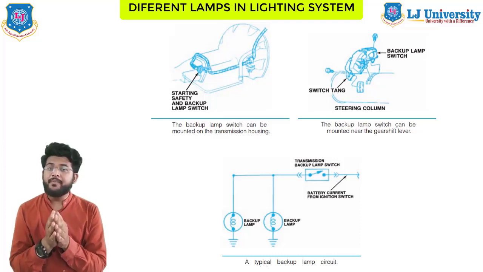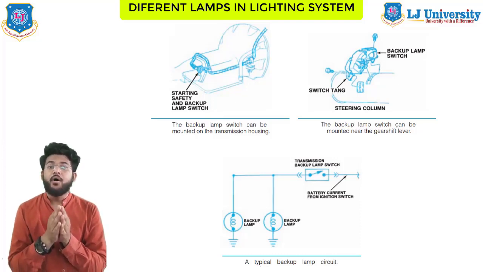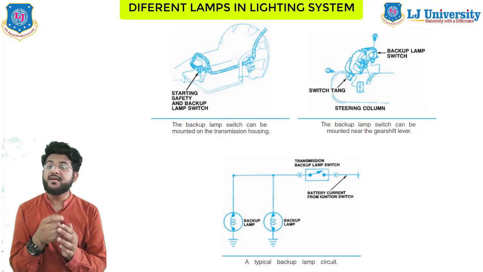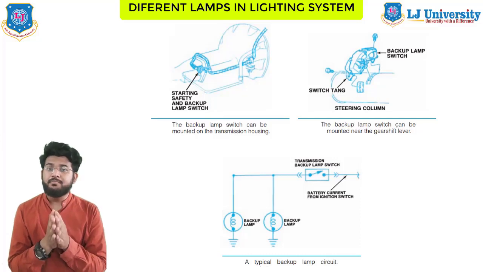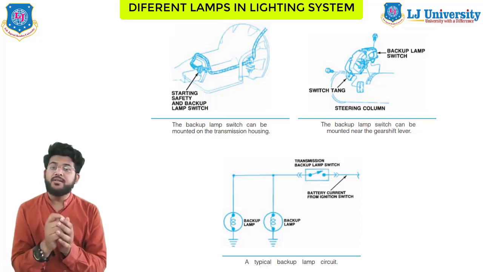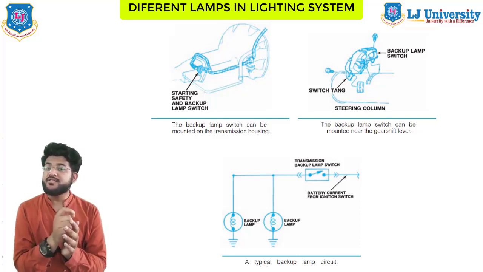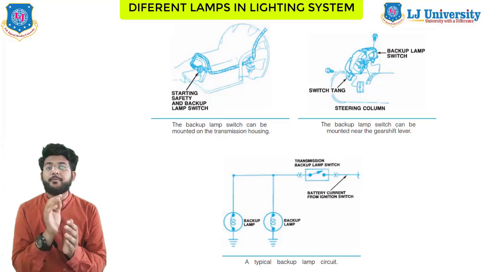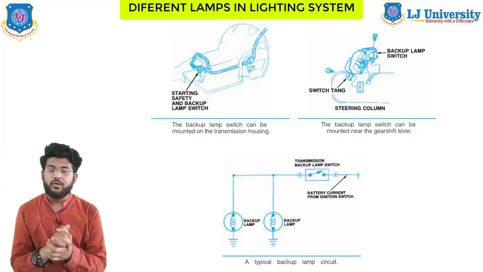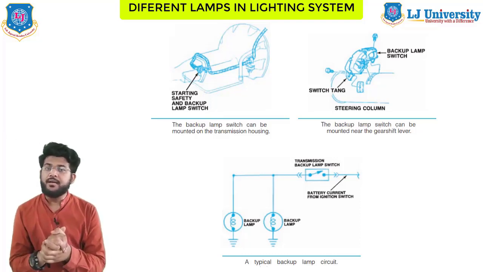The backup lamp switch is generally installed on the transmission, or you can say transaxle housing, but in some vehicles it may be mounted near the gear selector lever. The backup switch may be combined with the neutral safety switch. A 15 to 20 ampere fuse, which is often shared with another circuit, also protects this circuit. So this was about the switches and breakers.